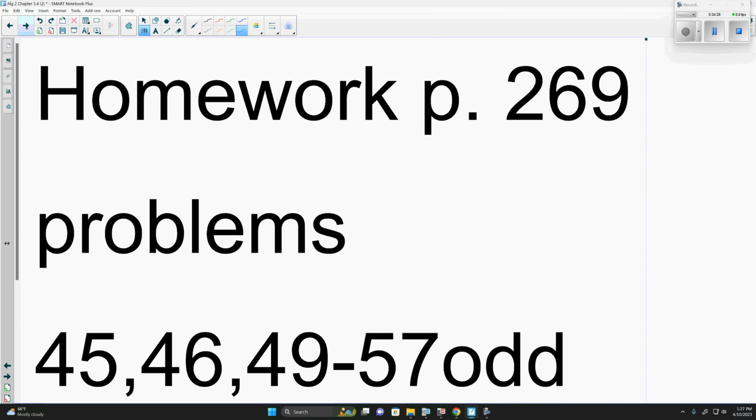However, the homework for this here is on page 269, 45, 46, and 49 through 57. One thing I will point out about 45 and 46 is it says state if each one is an extraneous solution. It gives you a radical equation and gives you two solutions, and it wants you to pick which one is the extraneous solution, the extraneous value. And as a reminder, extraneous is the ones that don't work.